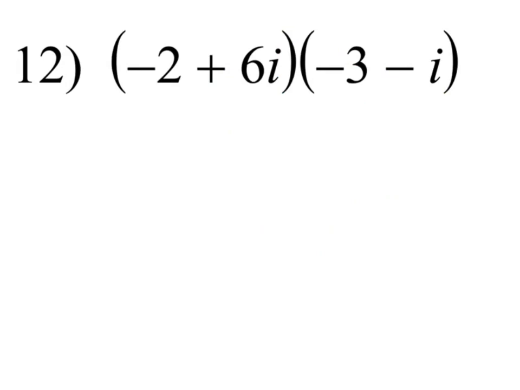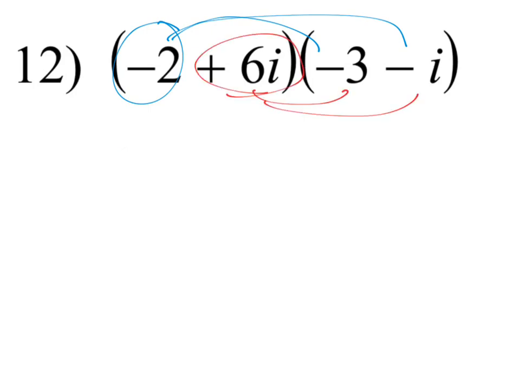Let's move on to another one. This is 2 sets of binomials. To multiply those, you're going to take the first term and multiply it by both of those. You'll distribute it in. And then you'll take your second term and multiply it by both of those. And then you'll simplify what you get after that.